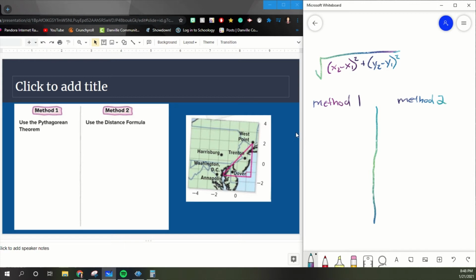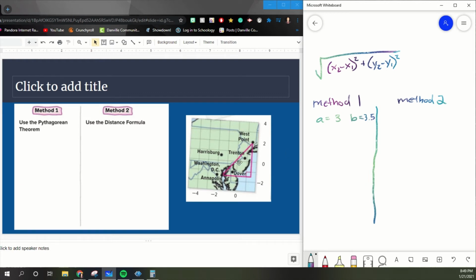Okay, so for the Pythagorean theorem, we need to let C represent the distance between West Point and Annapolis, which will give us our hypotenuse. Our A would be the distance from negative 1.5 to 1.5, which is a distance of 3. And B is the distance from negative 1.5 to 2, which is 3.5. So this distance is 3.5, this distance is 3.